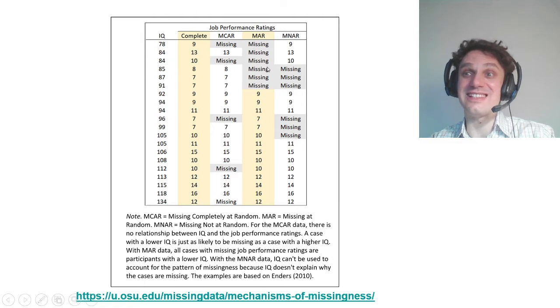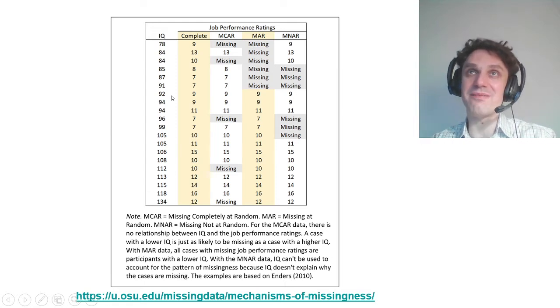So here is an illustration of it. It's artificial data, just an example I found online. So you have people working in a company, they have IQ, they are ranked here by IQ, and you have job performance ratings given by supervisors. So this here is complete data, and here is the situation of missing completely at random, when the data are missing just by chance.